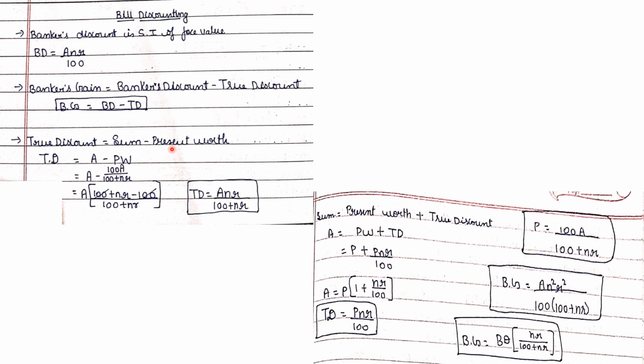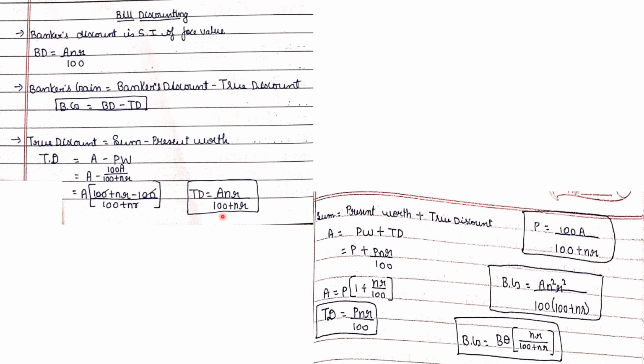The final formula is, if you remember this much it's enough: TD equals ANR divided by 100 plus NR, where A is the amount, N the number of years, R the rate of interest. So for banker's discount it is just ANR by 100, and for true discount it is ANR divided by 100 plus NR. The sum A is the present worth value plus true discount, that is A equals PW plus TD.